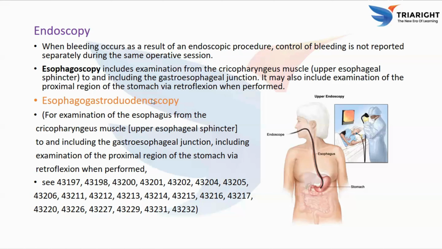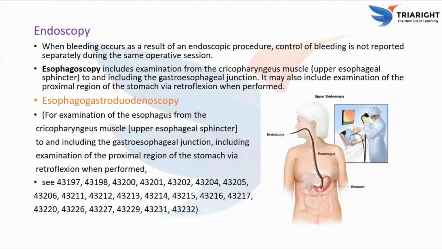Next topic is esophagogastroduodenoscopy, EGD. EGD includes examination of the esophagus, stomach and duodenum. All three must be examined to code an EGD CPT code. CPT wording always emphasizes the esophagus from the cricopharyngeus muscle to the GE junction. It includes the proximal stomach via retroflexion plus actual advancement into the stomach and duodenum. So if there is no duodenum examined, you should not code EGD.